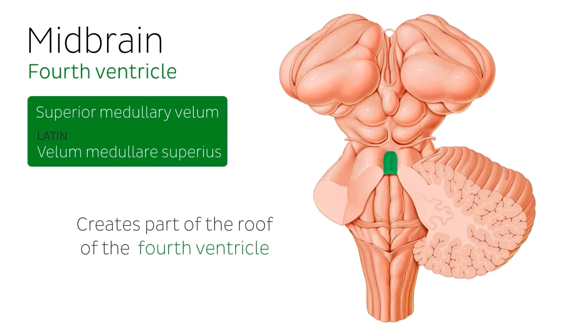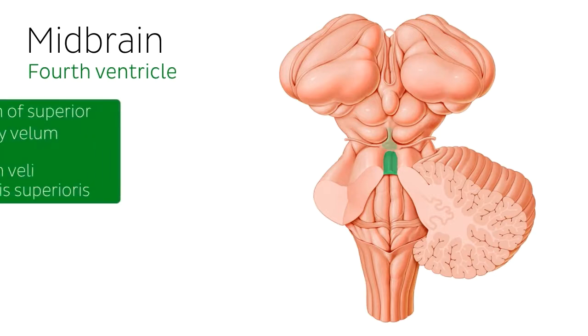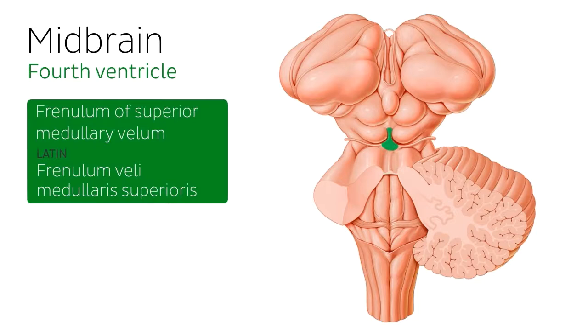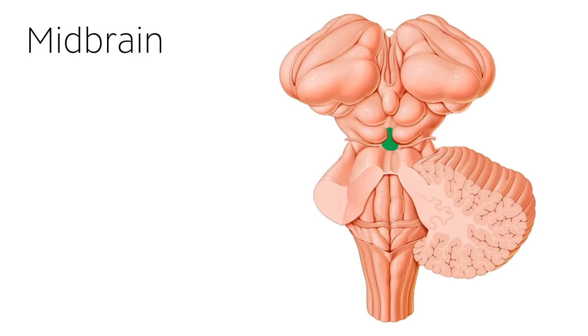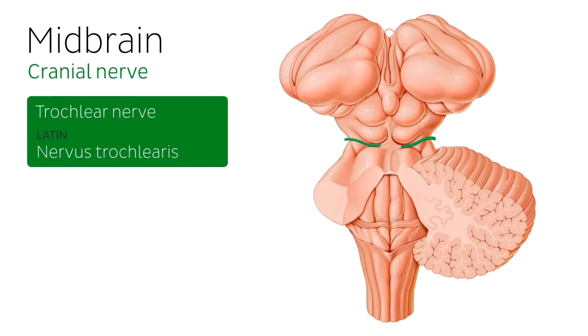The superior medullary velum attaches to the rostral surface of the brainstem via a slightly raised band-like ridge called the frenulum of the superior medullary velum. And on the other side of the frenulum of the superior medullary velum, we can see another structure, the trochlear nerve, also known as the fourth cranial nerve.